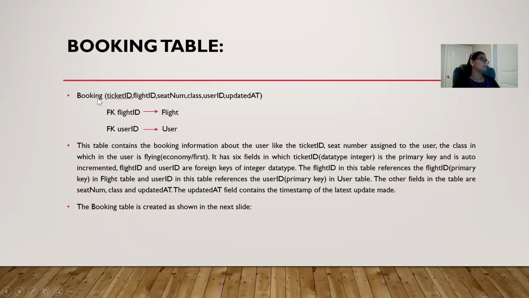Next, booking table. This table contains the booking information about the user, like the ticket ID, seat number assigned to the user, the class in which the user is flying, that is, the user might be flying in either economy or first class. It has 6 fields in which ticket ID is the primary key, and among the other fields, the flight ID and user ID are the foreign keys. And the other fields are seat number, class, and updated at.